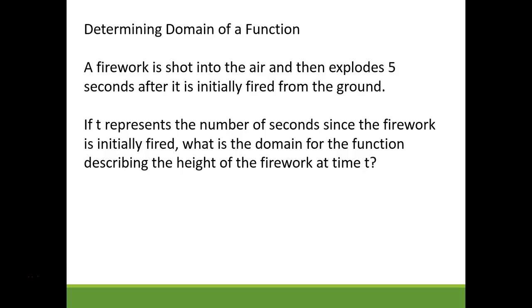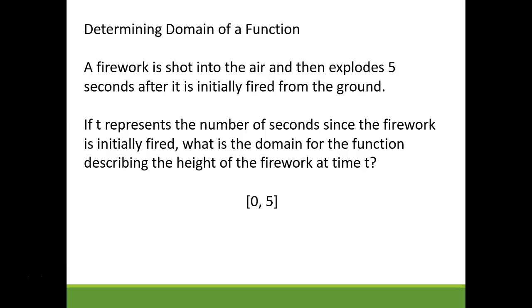So now we have to think about what possible values we can have for t. And since t represents the number of seconds since the firework is fired, we know that when the firework is initially fired, the value for t has to be 0. Time is 0. Then the firework goes up in the air, and after 5 seconds it explodes. So 5 is the maximum value for t, which means the domain for the function describing the height of the firework would have to be from 0 to 5.